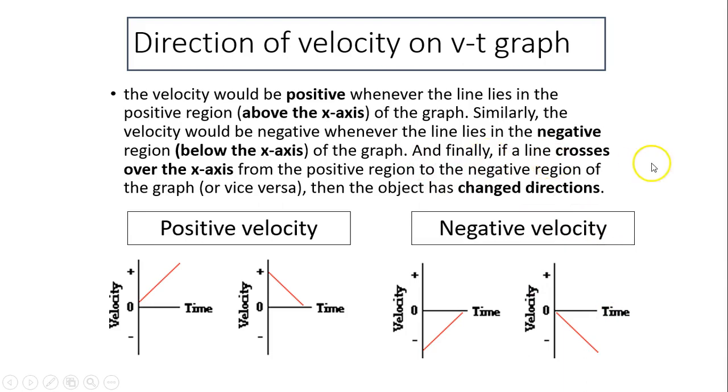And finally, if the line crosses over the x-axis, that means the object is changing direction. So you have a big velocity, it becomes smaller and smaller, becomes zero. Then you're traveling in the opposite direction. Think about a ball: you throw a ball, it goes up. At the highest point, it stops, then it comes down. That is changing direction. That will cross this horizontal line.